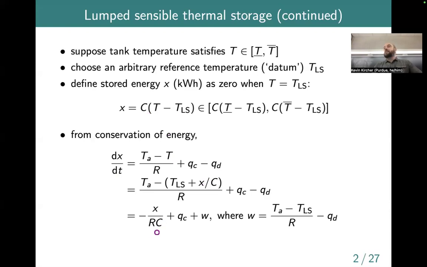And here R times C, that product would have units of time. So you can interpret this as a self-dissipation time constant, similar to the battery parameter tau. And then we add in QC, and we have this floating term W, which is sort of everything that's not the X term or the QC term. And that ends up being all this floating stuff, the TA divided by R minus the TLS that shows up in the numerator. And then we subtract off the heat withdrawals, QD.